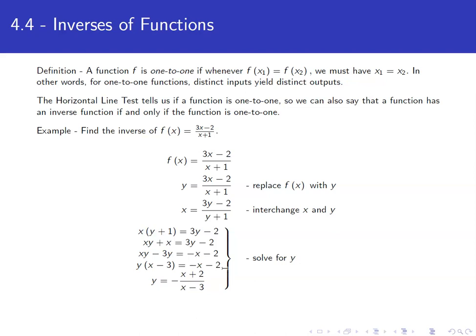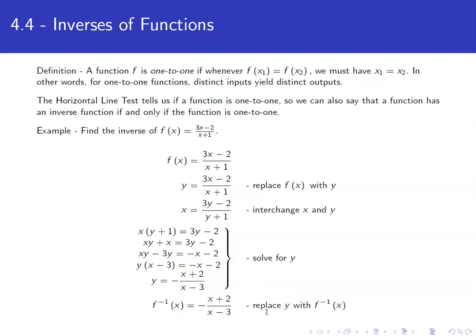And then finally, to solve for y, we just need to divide both sides by x minus 3 to get us y equals the negative of x plus 2 over x minus 3. And this negative out in front is just coming from factoring a negative sign out of the negative x minus 2 that we saw in the previous step.